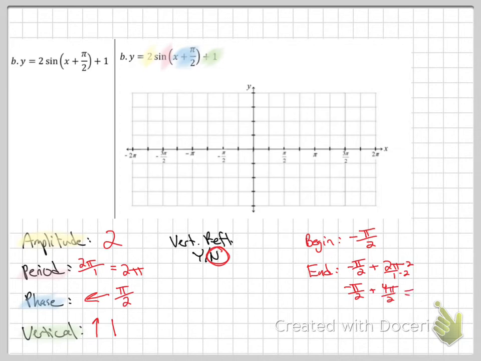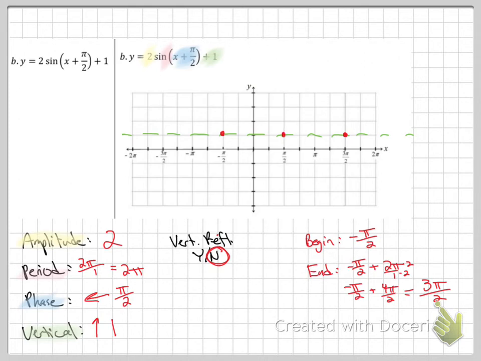Just add or subtract the tops: 3 pi over 2. So my vertical shift first, plus 1, up 1. That's a really light color, sorry. Up 1. That's my midline. 3 of the dots are going to be on that green line. Begin, negative pi over 2, on the green line. End, 3 pi over 2, on the green line.